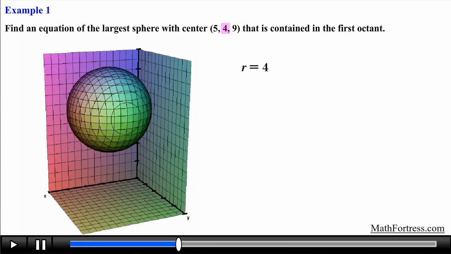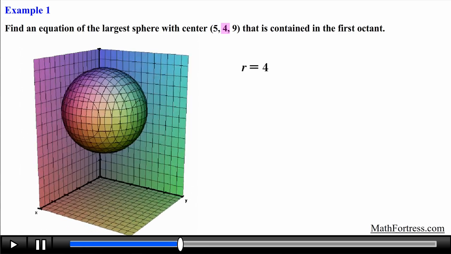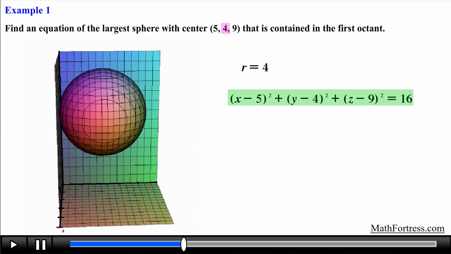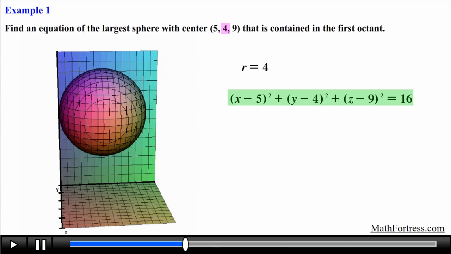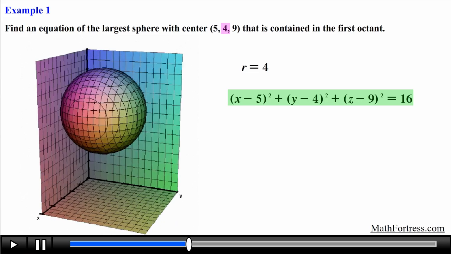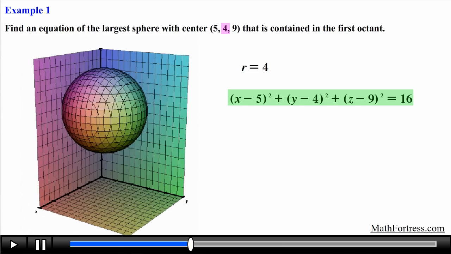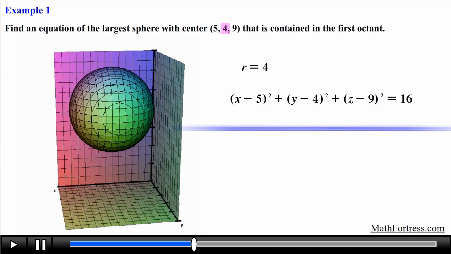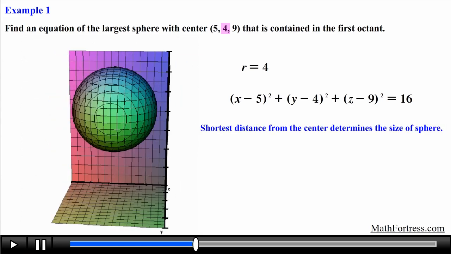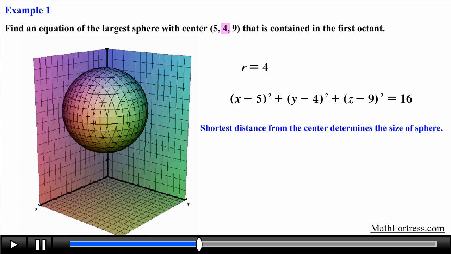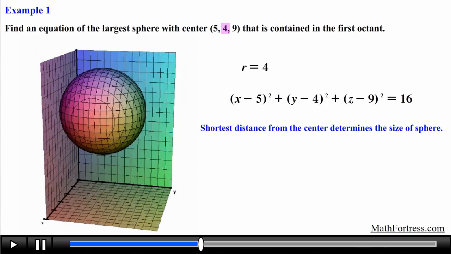The largest sphere that is contained in the first octant with the given center is represented by the equation the quantity x minus 5 squared plus the quantity y minus 4 squared plus the quantity z minus 9 squared equals 16. The hard part of this problem was to understand the idea of containing the sphere in the first octant. It turns out that the shortest distance from the center to the coordinate plane limits how much the sphere will be able to expand and at the same time be constrained in the first octant. Alright, let's try the next example.